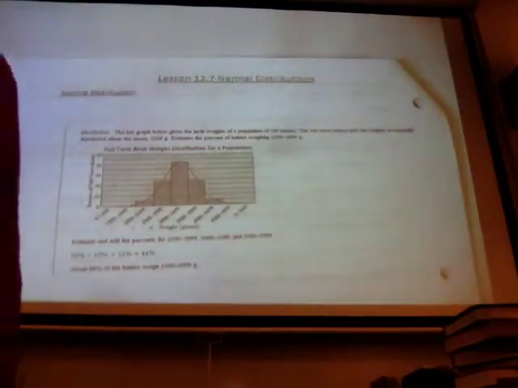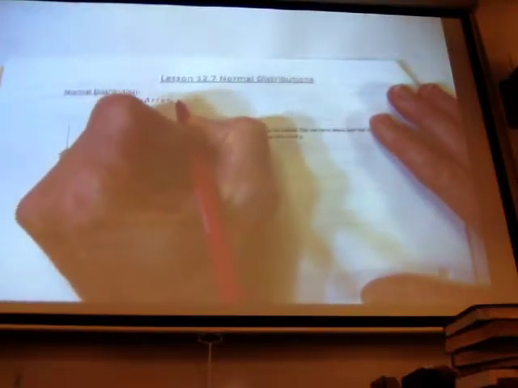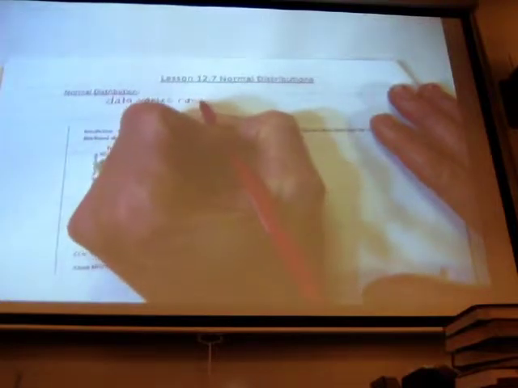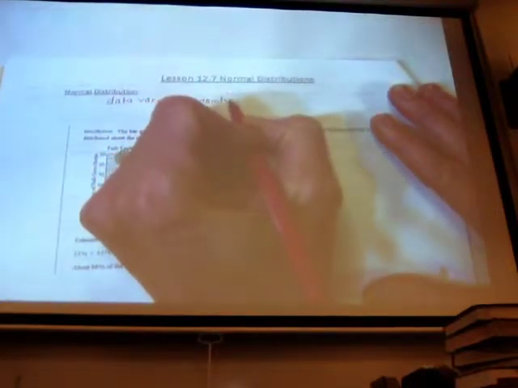Like a bell curve here. So a normal distribution is that the data varies randomly from the mean. And remember, the mean, the symbol is an x with a bar above it. It is a bell-shaped curve.